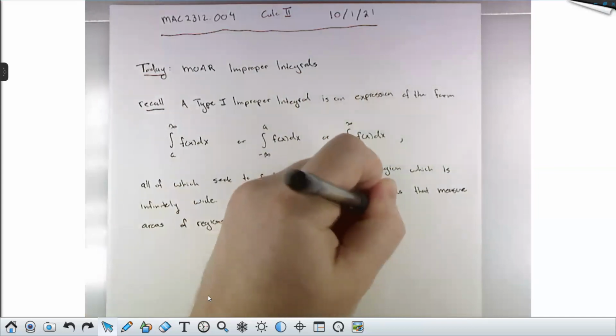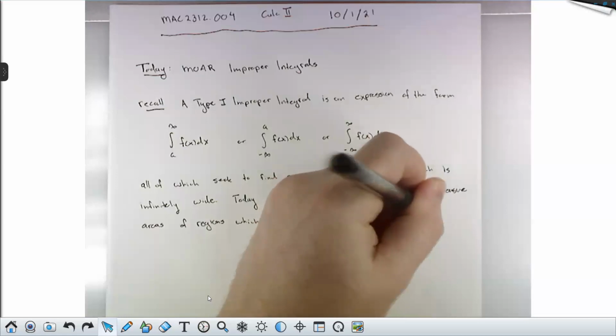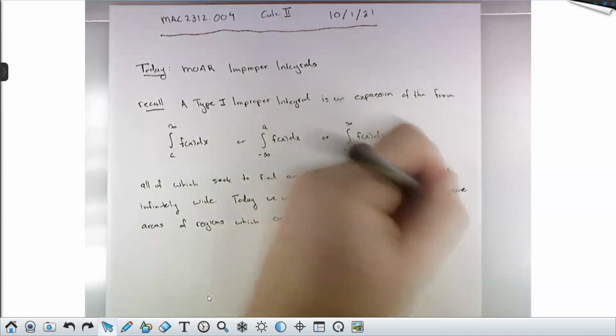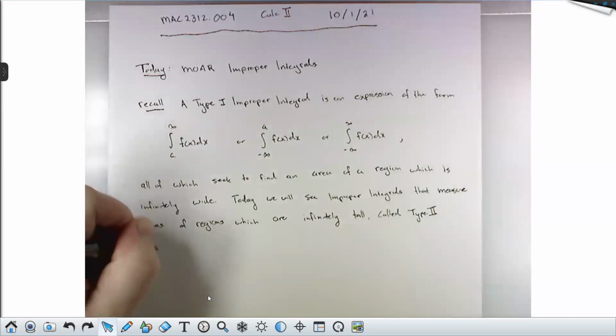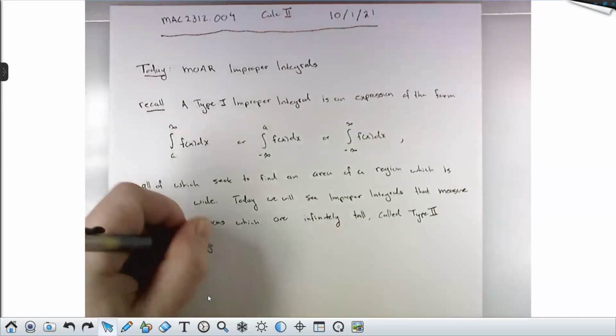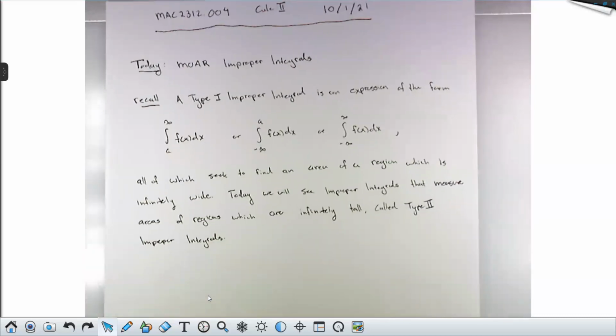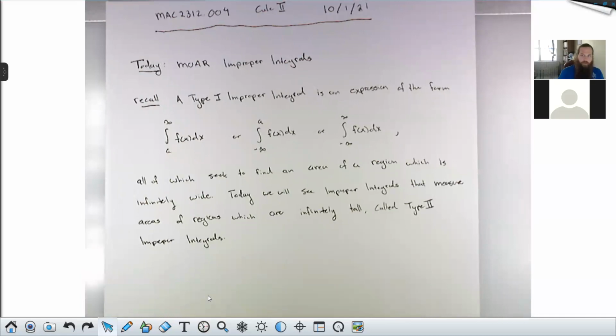And these are called type 2 improper integrals. As you can imagine, a region whose area, a region that's infinitely tall, is going to come from vertical asymptotes. Trying to integrate over a vertical asymptote is where you're going to get a type 2 integral. But before we do that, let's just look at some examples of these.